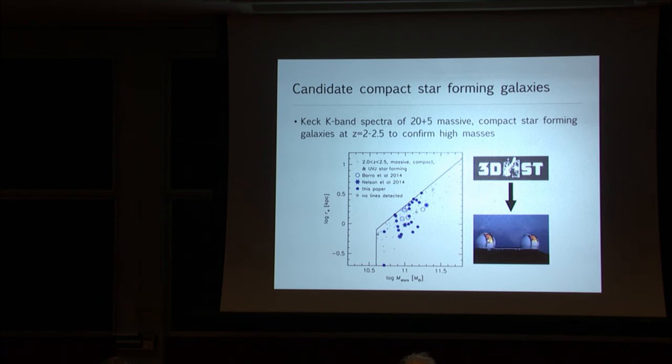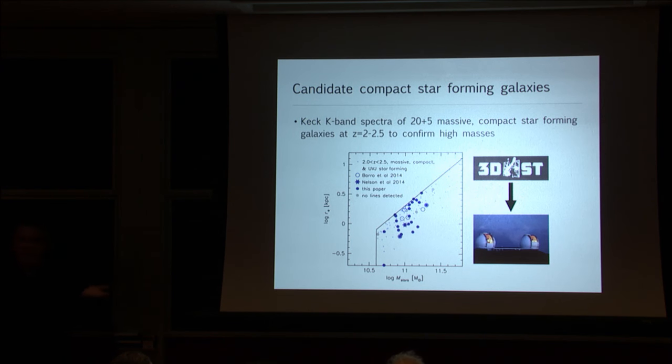Okay, so what we did then was we got Keck spectra for 25 of these, well, 20 of our own, and then again Barrow had been here before and had published 5 that we included. So it's 25 total. And in the size mass diagram, these are the ones with spectra now. So K-band spectra to measure the H-alpha line.